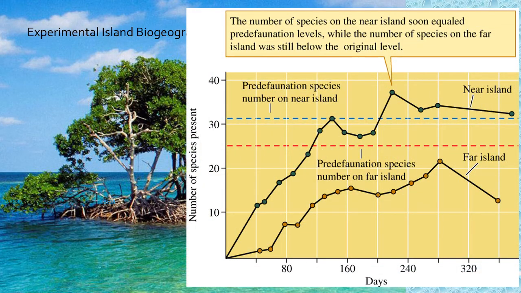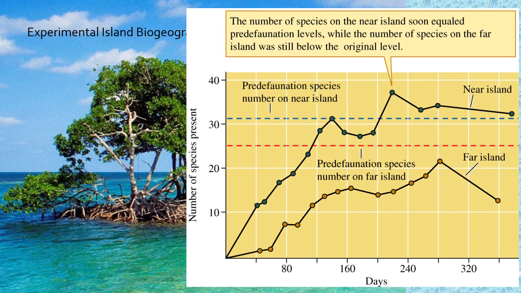Here's some of the data from the Simberloff and Wilson experiment on the mangroves, and they found that on the islands that they did not take any insects away from, they sort of kept their number of species constant, but they had species come and go. And then here we can see two islands' data for the year after they had fumigated them.